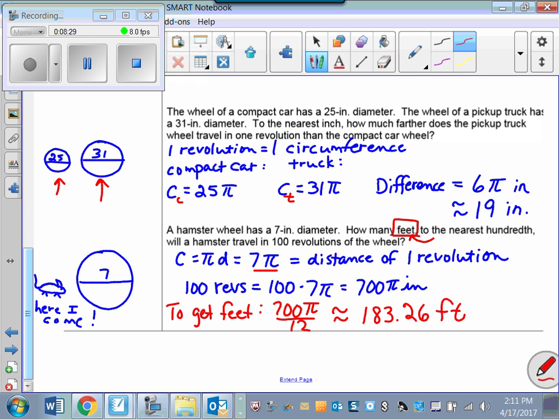So I got to convert inches to feet. Well, there are 12 inches per foot, so I got to divide that by 12. And then when I do that and punch it in, I get about 183.26 feet that the little hamster is going to travel if he runs on that thing 100 times. All right, so now that takes care of arc lengths.